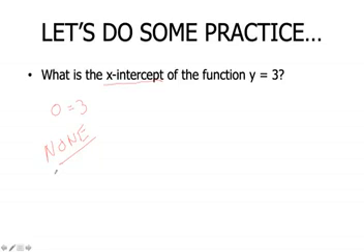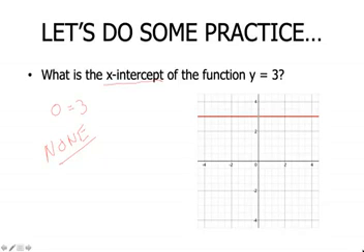But if you want to see this on a graph, here's what it looks like. If we graph the function y equals 3, all we're saying is y equals 3 no matter what x is. When x is negative 4, y is 3. When x is negative 2, y is 3, and on and on. So this graph does not cross the x-axis, and therefore it does not have an x-intercept. We can see that graphically and algebraically.